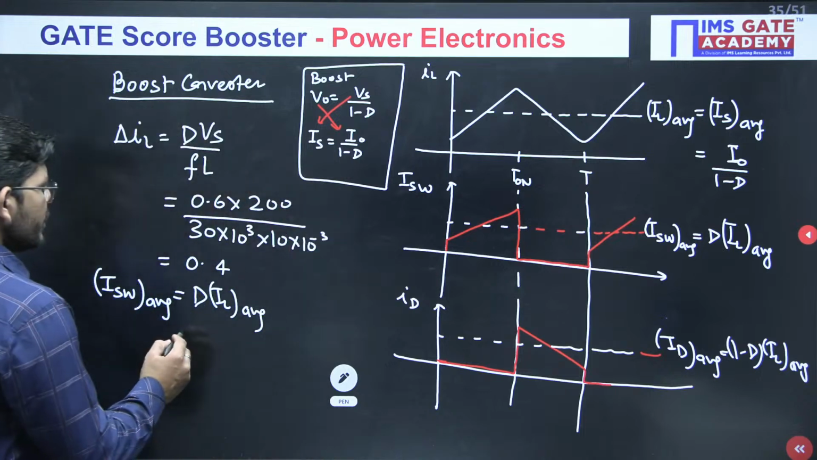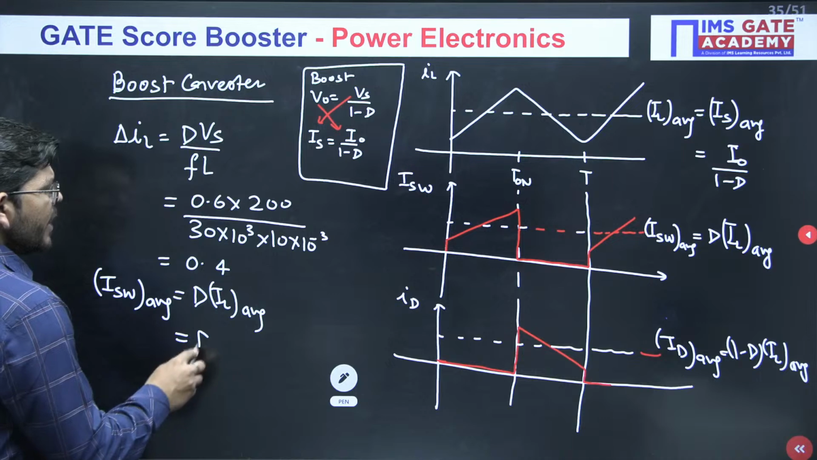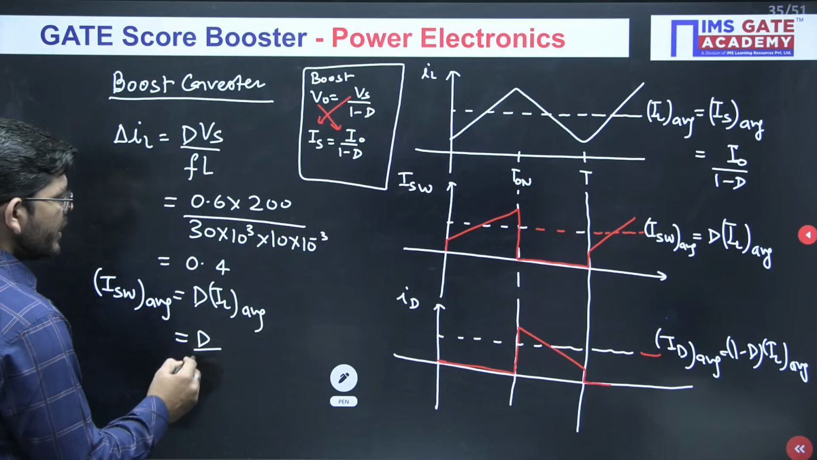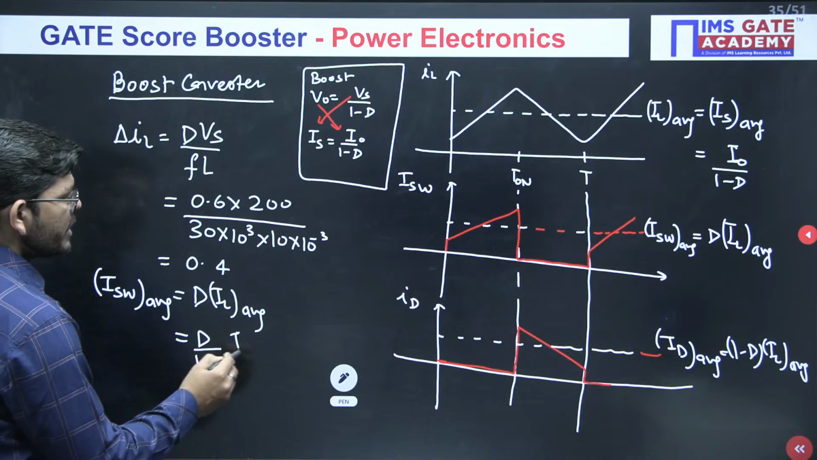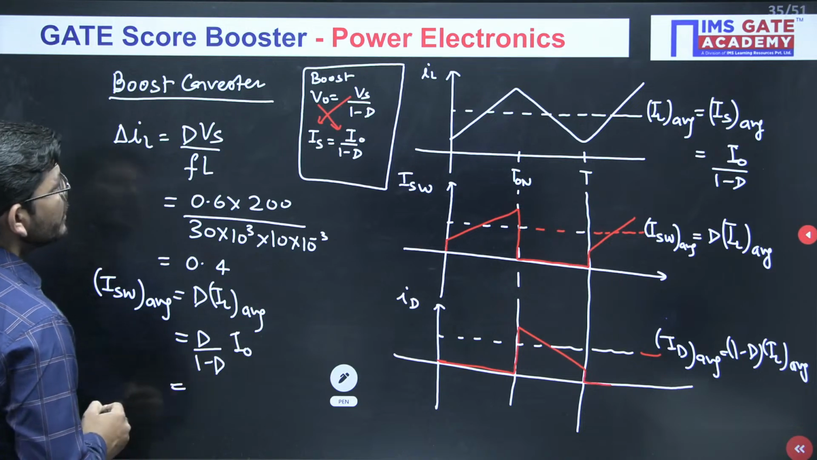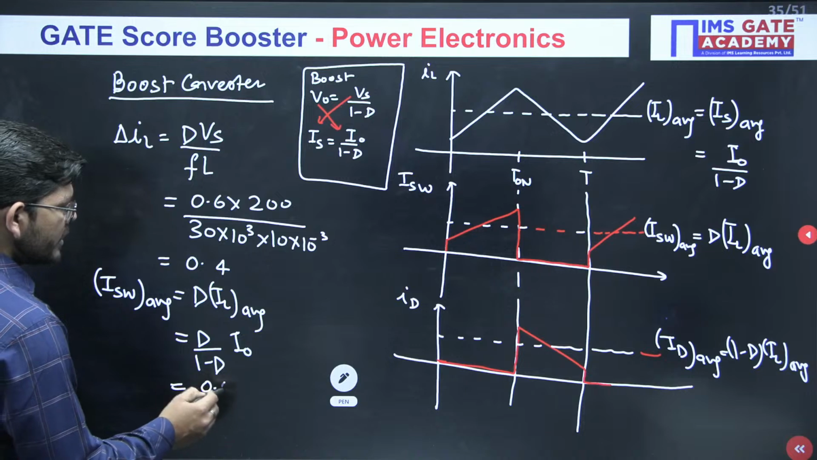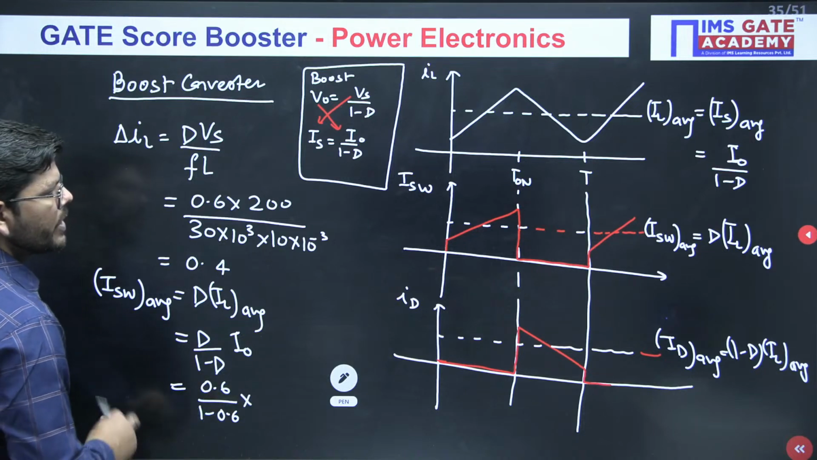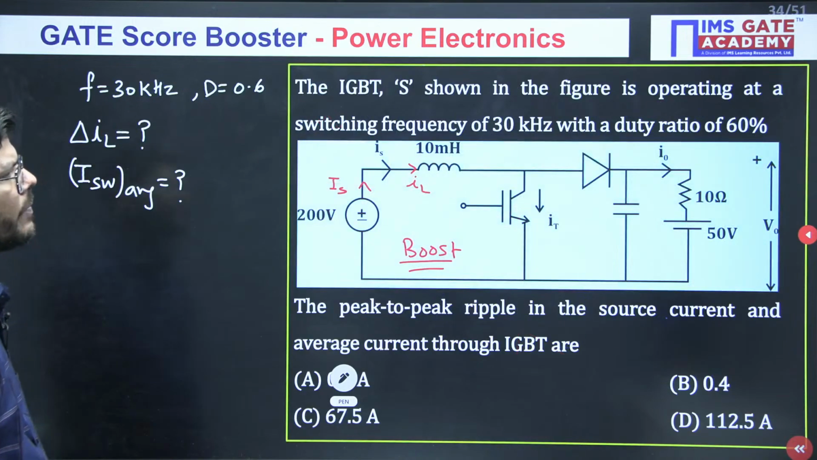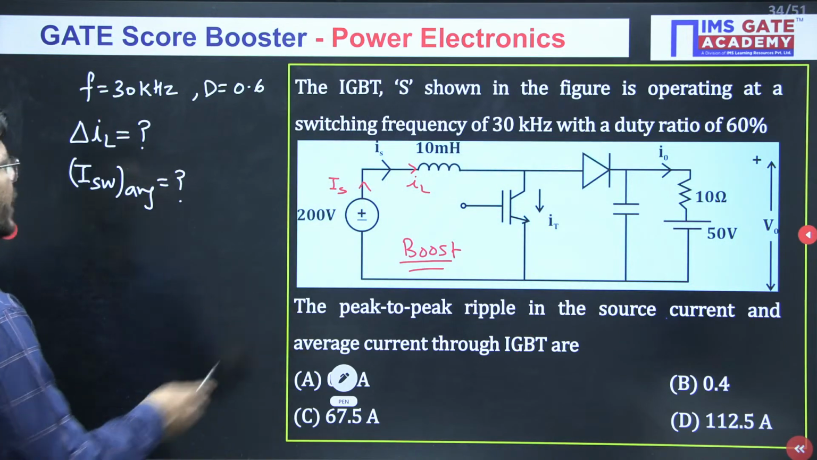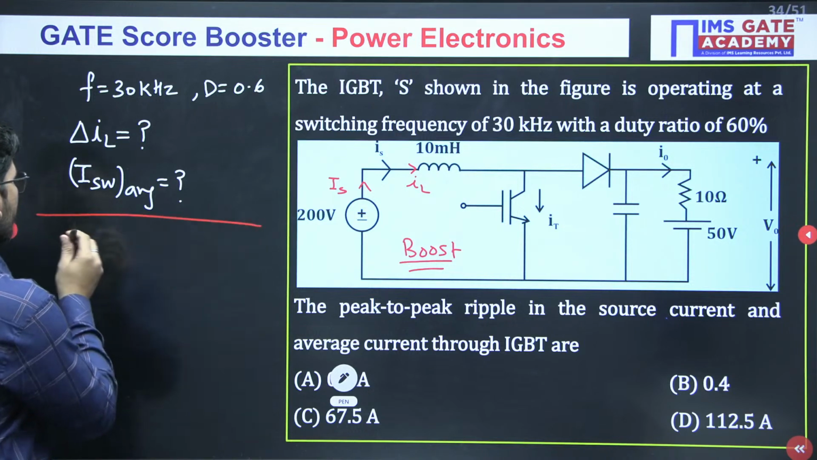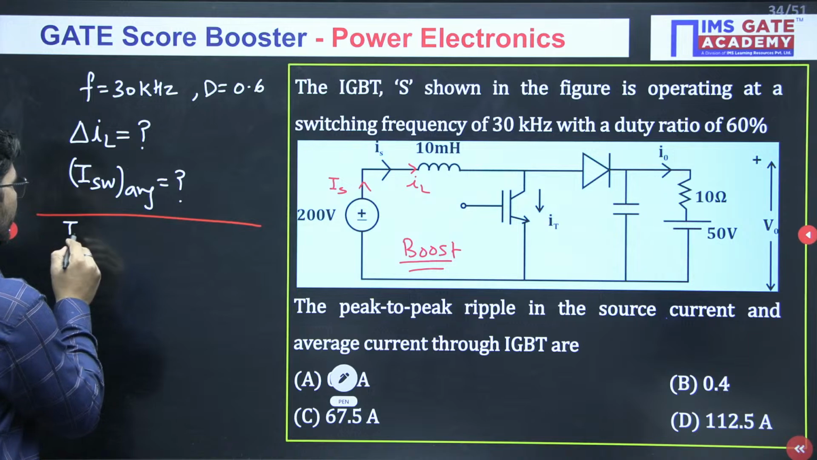Okay. So just see here, D times IL average, and the IL average we have calculated is I naught upon 1 minus D. So it will be D upon 1 minus D times I naught. Now D is 0.6, so 0.6 upon 1 minus 0.6. And how much is I naught? Do we have the value of I naught? No, we don't have the value of I naught. So just see how to calculate I naught.